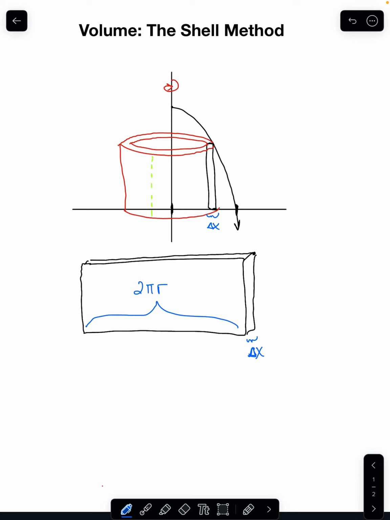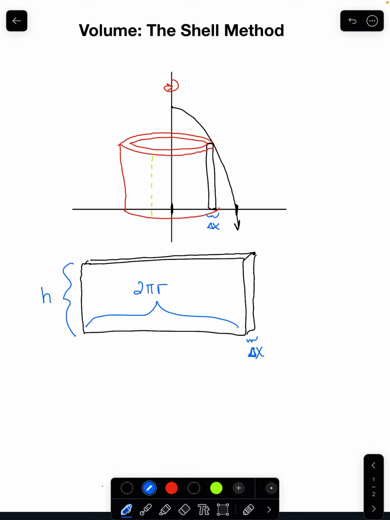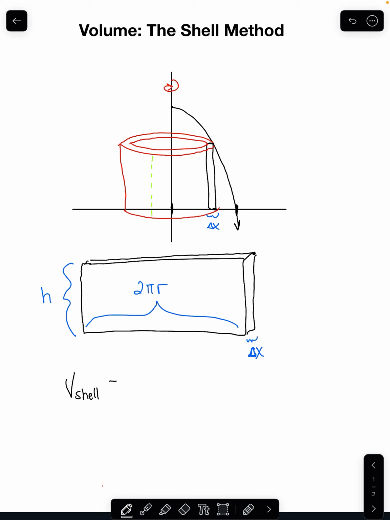The third dimension then is, of course, the height of the cylinder, which is the easiest part. Thus, the volume of a single cylindrical shell is going to be 2 pi r times h times delta x.